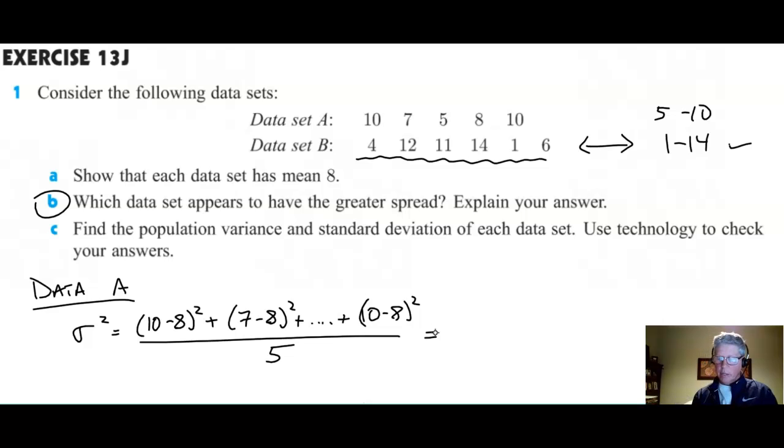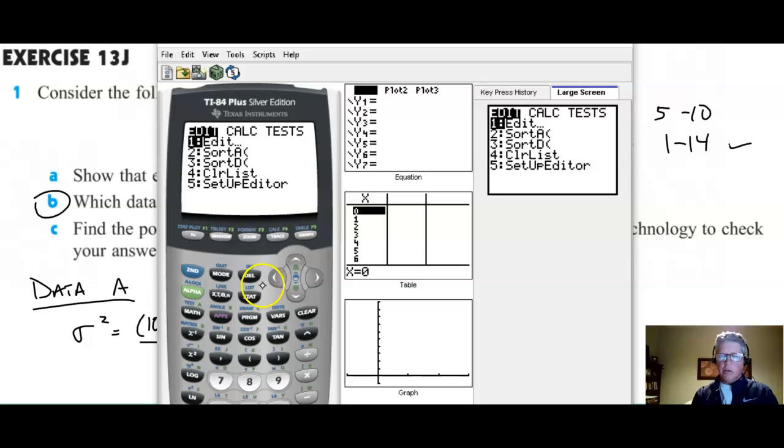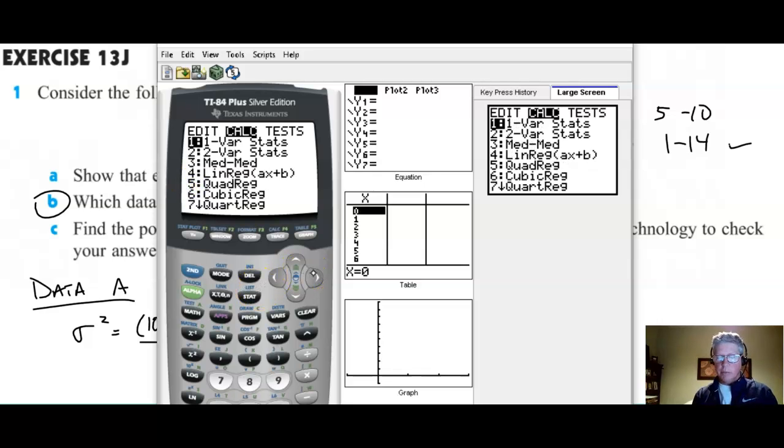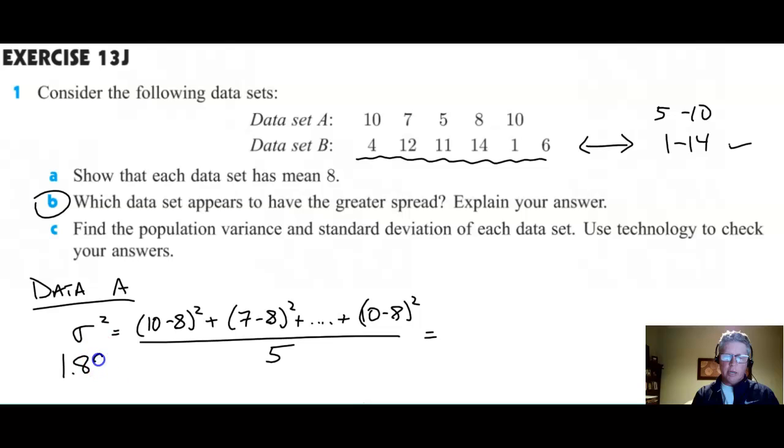So calculator, let's talk about it real quick. I've plugged in the two sets already. To find all the good stuff, I go to Stat, Calc, one variable statistics, hit enter, and enter. There it is, the mean's 8. The standard deviation is 1.89. I'm going to look at the population, 1.89. Maybe I can write it right here: 1.89 is the standard deviation of data A.